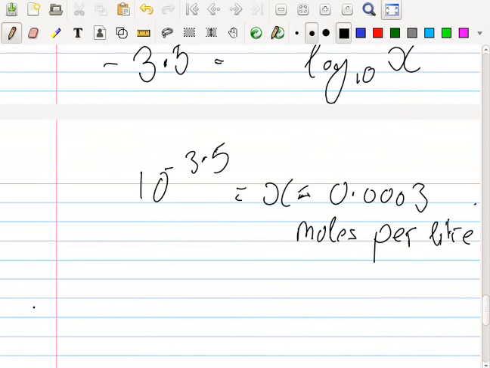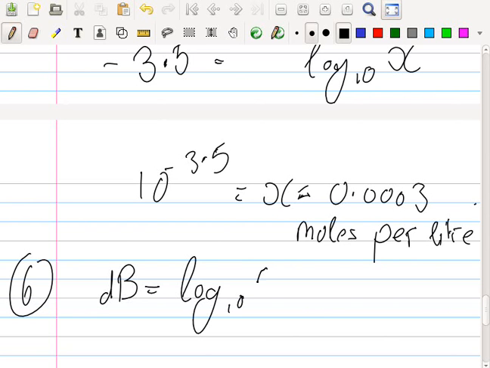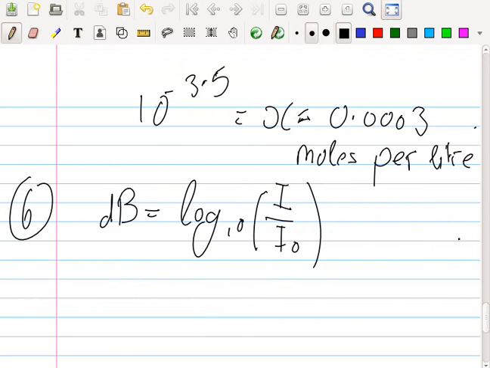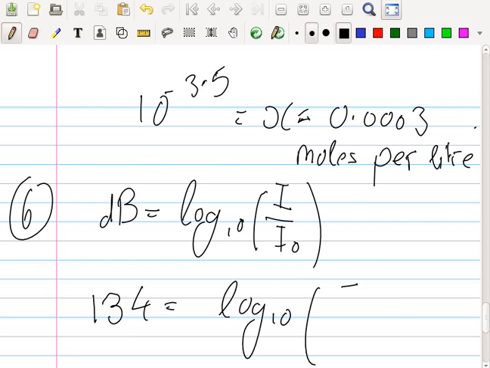Okay, 6 now. Loudness in decibels equals 10 log of the intensity, and we did intensity in physics, but for non-physics people, intensity is really how much energy, divided by this constant I0. The question is, if a gun is 134 decibels, what's the I? So the decibel level is 134. The I is what you want, and the I0 is 10 to the minus 12.